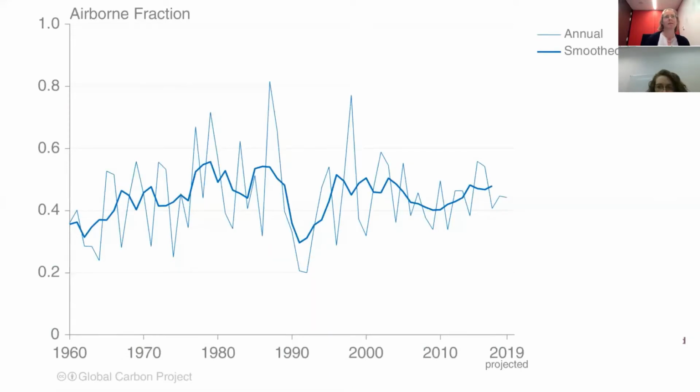Okay, so let's start with a bit of context. This slide from the Global Carbon Project shows the airborne fraction. The airborne fraction is a really important quantity because it quantifies what fraction of the anthropogenic emissions remain in the atmosphere. What's really interesting about this quantity is that there's no significant trend in it since 1960. So that means that together the ocean and land carbon sinks are taking up a constant proportion of anthropogenic emissions.